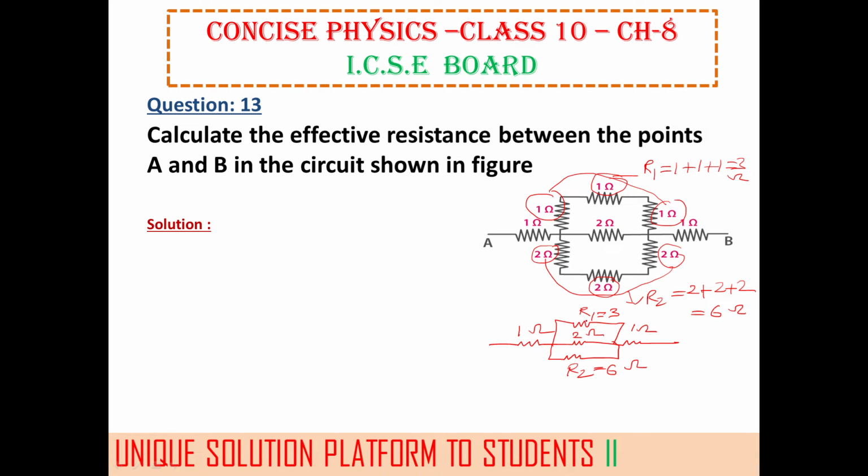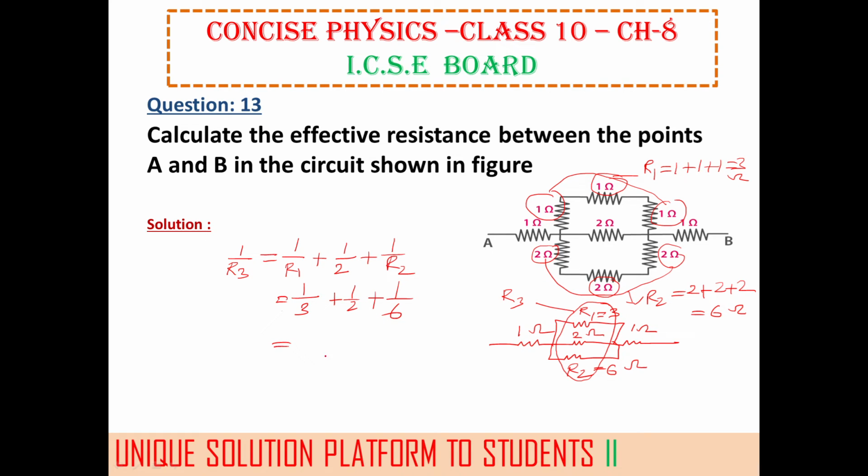3 ohms, R2 equal to 6 ohm. Now you see these R1 and 2 ohm and R2 resistors are in parallel. So if we combine these three and let this be R3, as per the rules of parallel combination, equivalent resistance we can write like this: 1 by R3 equal to 1 by R1 plus 1 by 2 plus 1 by R2. So 1 by R1 is 1 by 3, plus 1 by 2 plus 1 by 6.